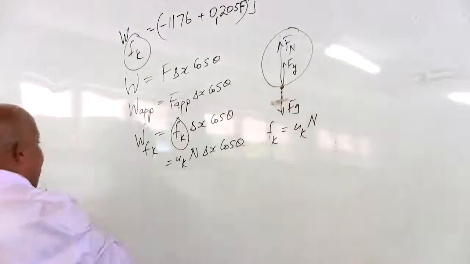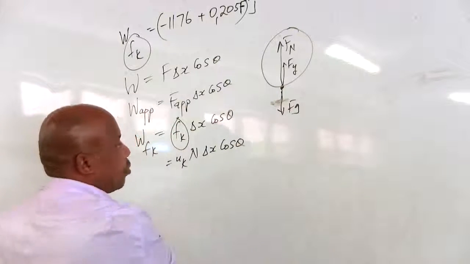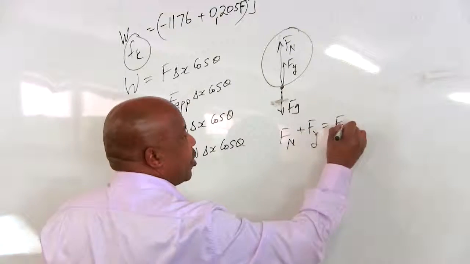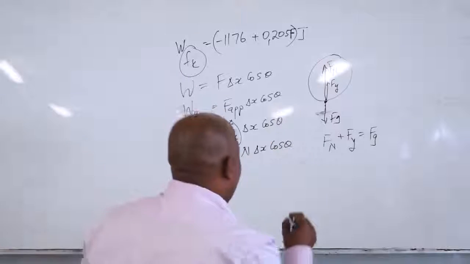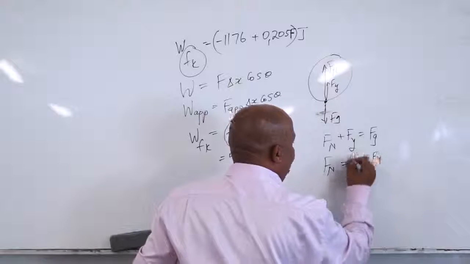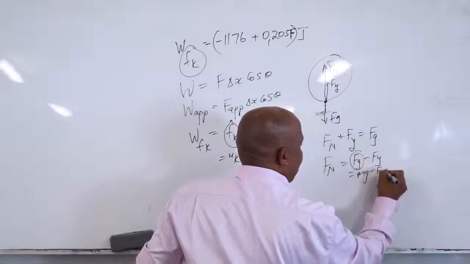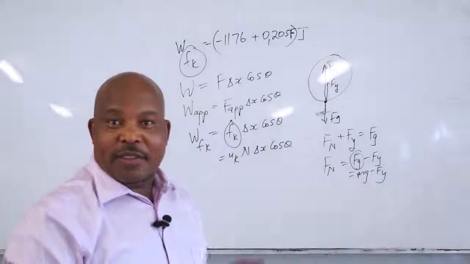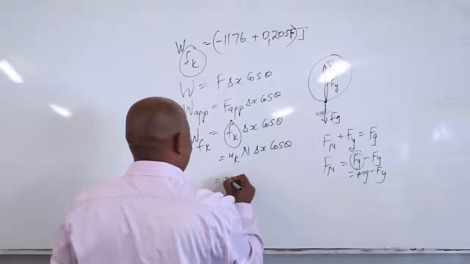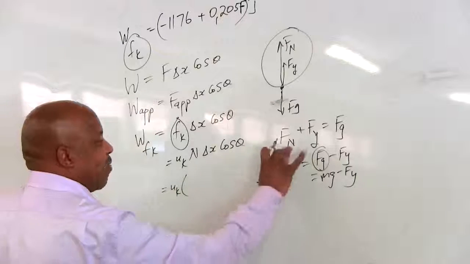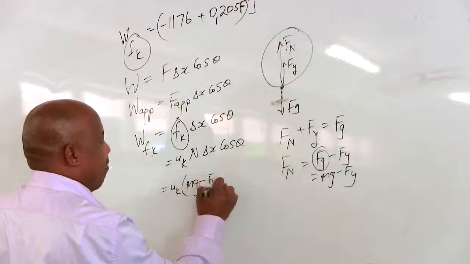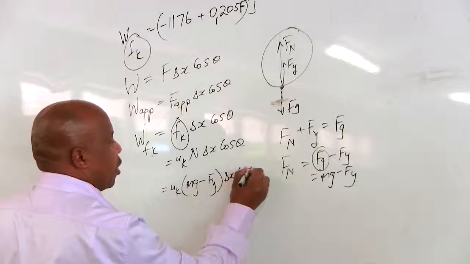Now, what happened here is, Fn plus Fy equals Fg. But what do I want here? I want Fn. Then I will say it is Fg minus Fy. Remember, Fg is mg. Good. This is excellent. This is grade 11 work. But you need it now in matric. Now you substitute here. Then you say UK, instead of the Fn, now we put mg minus Fy, delta x cos theta.